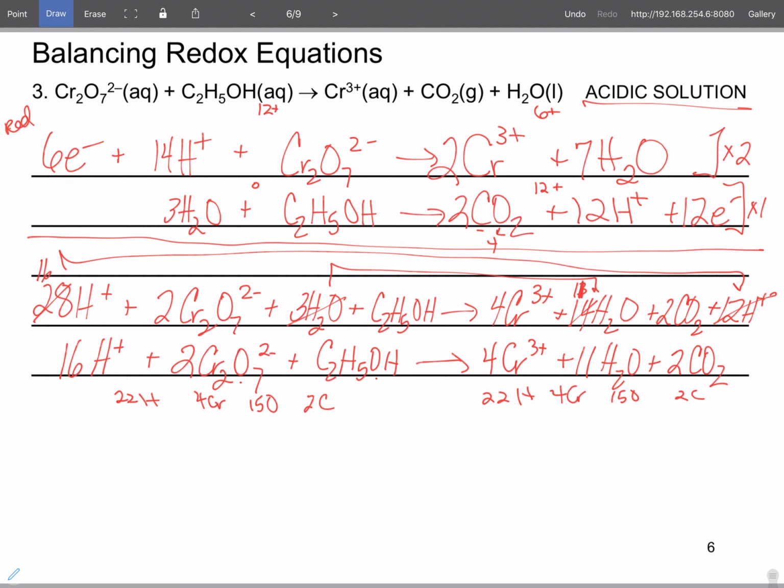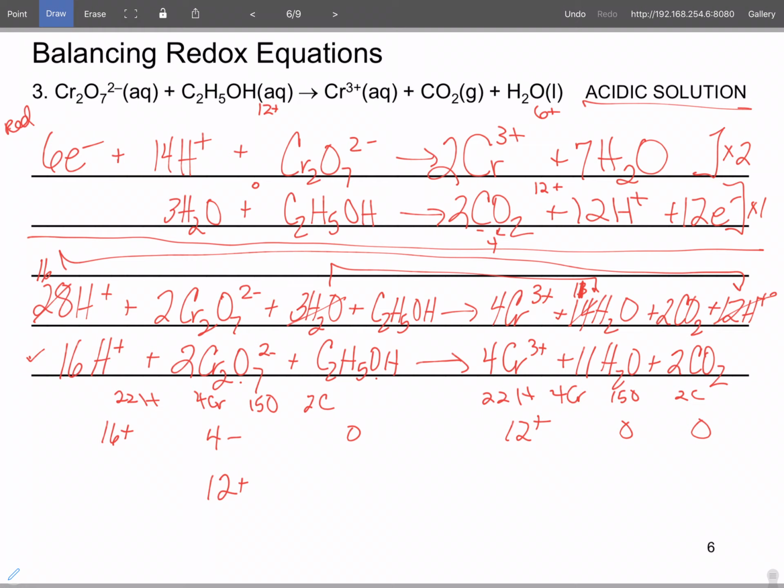So the total charge on this side is 16 plus 4 minus and 0. So that's 12 plus. This side it's 12 plus 0 and 0, so it's 12 plus. So I've mass balanced it, and I've charge balanced it, and I've checked it so that I know that this equation is correct. Okay?